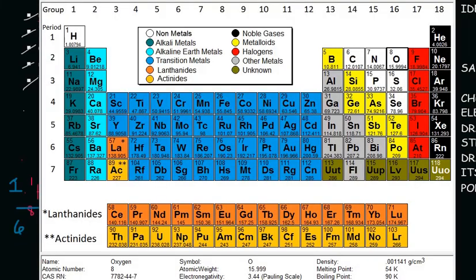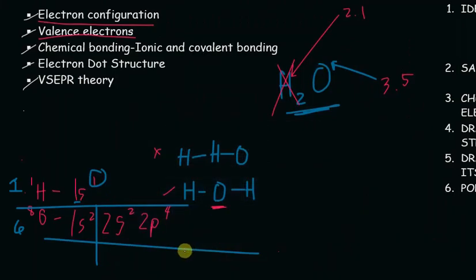We have discussed that. Again, we can have a shortcut for this. Just look at their location on the periodic table of elements. Hydrogen is in group 1. It has one valence electron, and then oxygen is found in group 1, 2, 3, 4, 5, 6. Therefore, oxygen has 6 valence electrons.